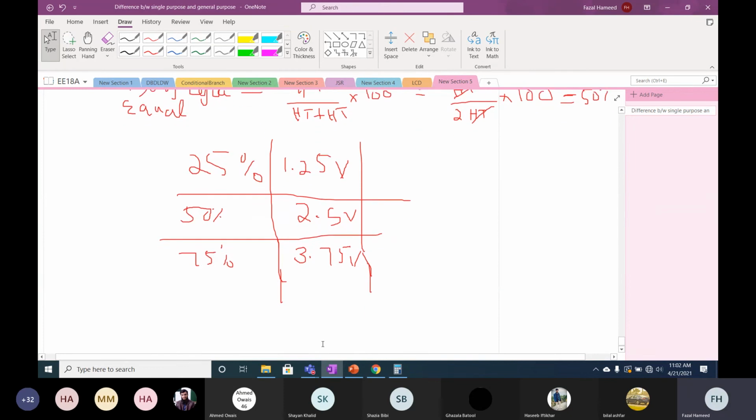And the duty cycle is 100%, like high, it's always high, 100%. So maybe in 100%, you have 5 volt. So why are we using PWM? It means, why are we using a PWM signal? Why not directly 1.25 volt and 2.5 volt and 3.75 volt or 5 volt directly?